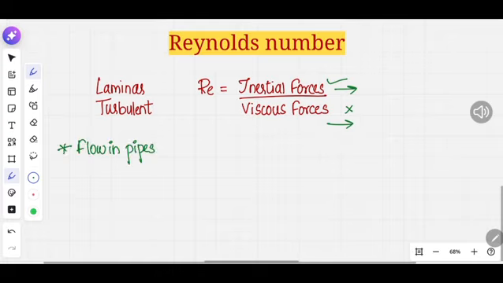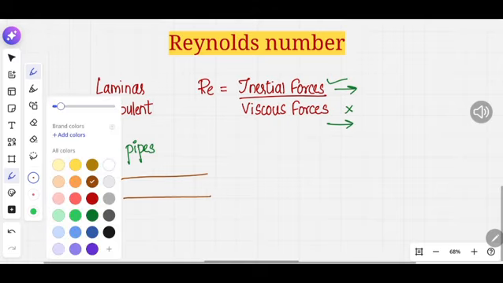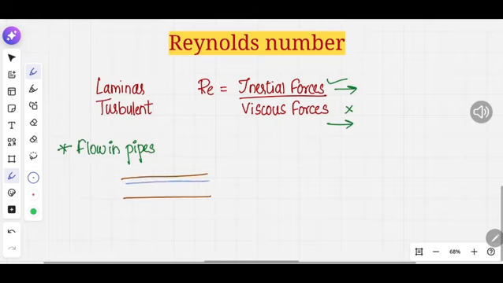Now let us look into the flow of water in pipes. This is the input, this is the output. Engineering textbooks introduced Re using flow through a circular pipe. This is given by the equation Re is equal to rho U D over mu.